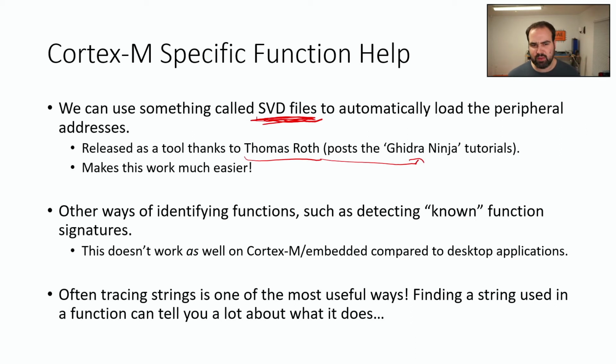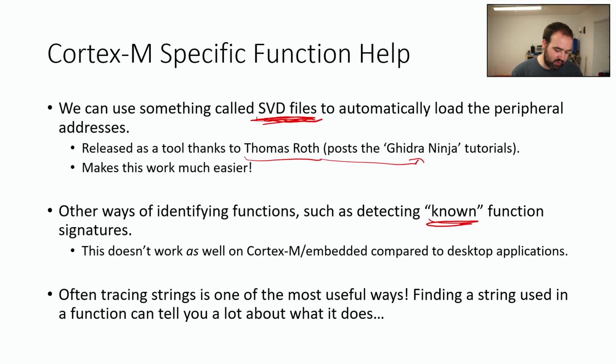There are a few other ways that you can detect these functions. You can detect known functions, right? There are certain functions that will be in a library and so on. So you can detect what those functions are and try to automatically find them. This doesn't work as well, from what I've seen, on the Cortex-M devices. Desktop applications may have more standard libraries that are easier to figure out, but there have been people working on this as well.